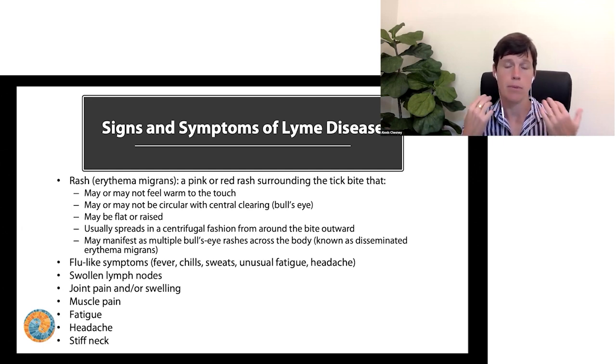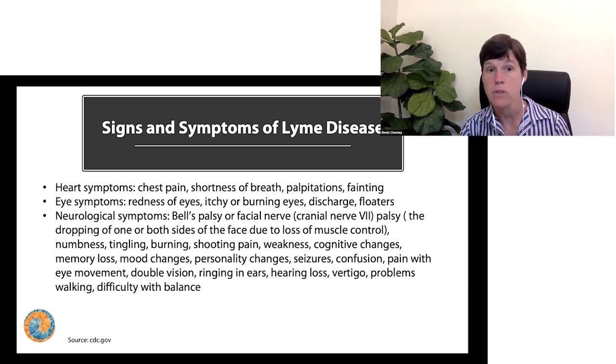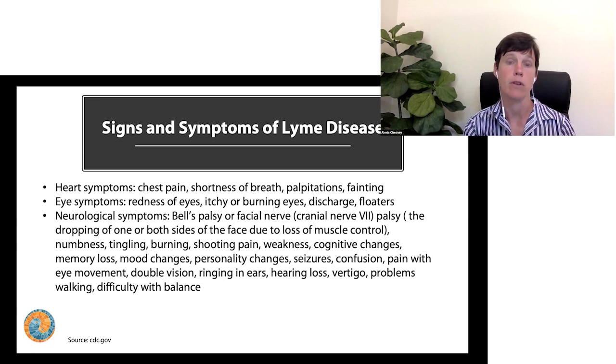That could be in the neck, but if it's a bite down the leg, it could be a knee, it could be the groin, where you have lymph nodes all over your body. And then joint pain, joint swelling, muscle pain, fatigue, headache. Then we can have heart symptoms. You can have AV block as a cause of Lyme disease. So chest pain, shortness of breath, palpitations. These people need EKGs, and that needs to be diagnosed right away and treated properly.